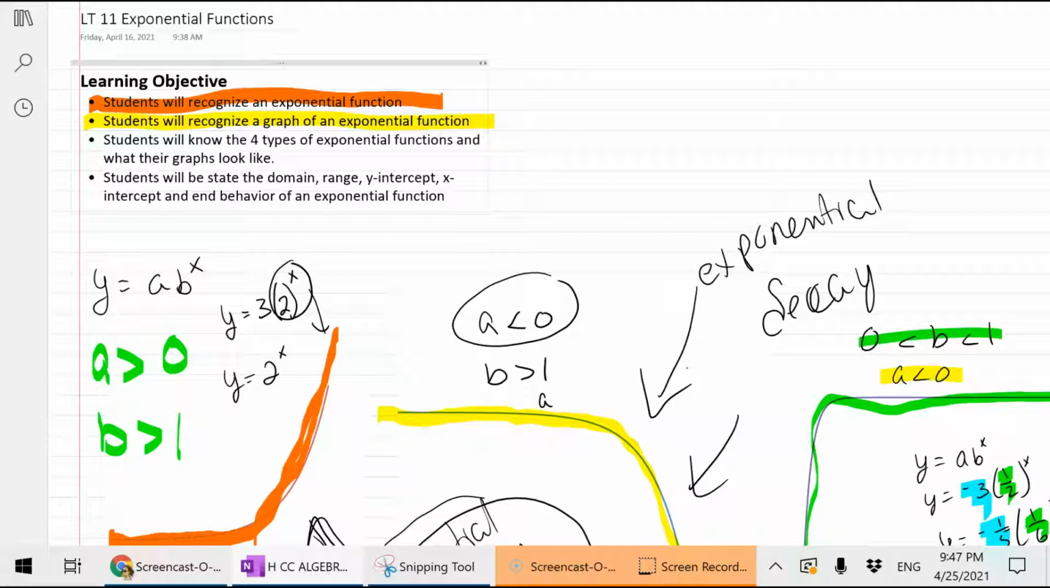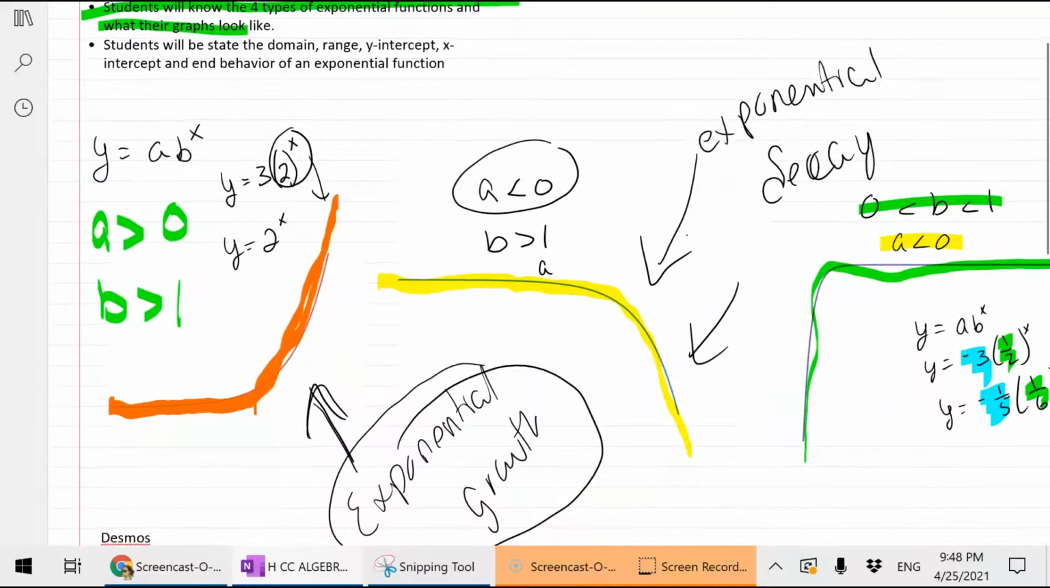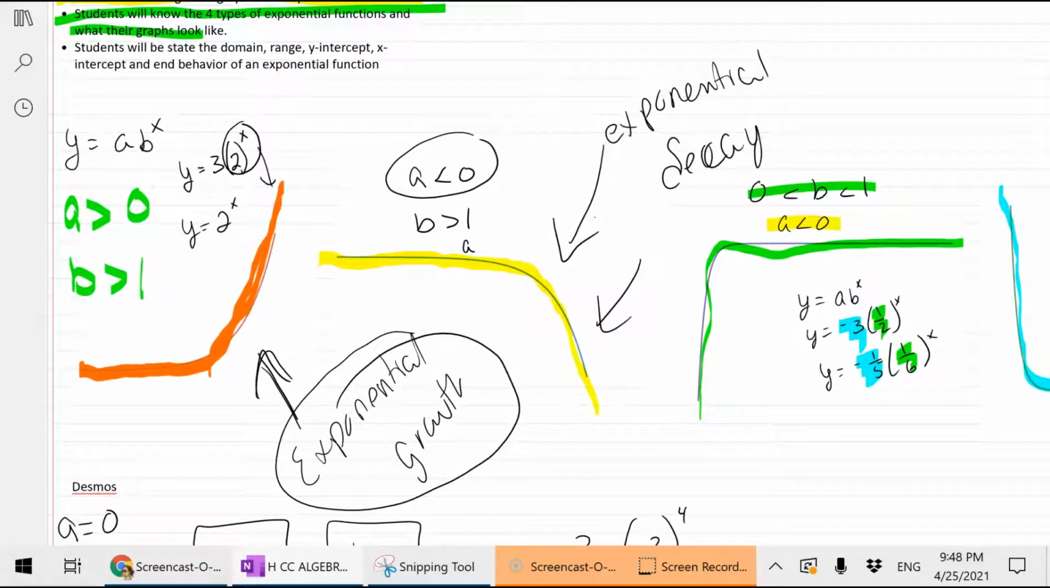I was wrong. We actually did cover all three of these. Students will know the four types of exponential functions and what their graphs look like. Bam! Now the most important thing is, why do we use them, where do they come from, and why are they important, and state the domain, range, y-intercept, x-intercepts, and behavior of an exponential function.